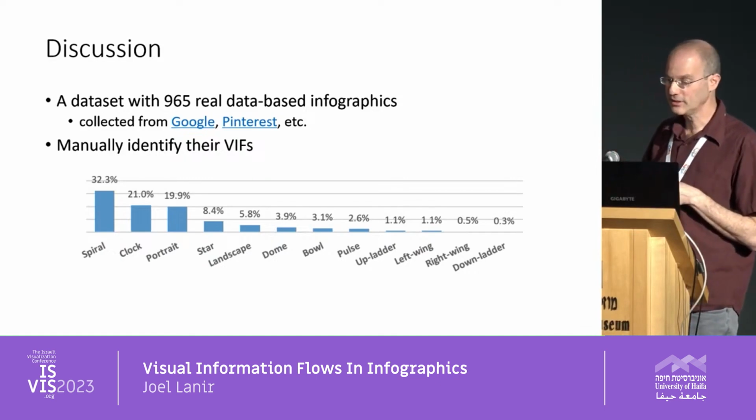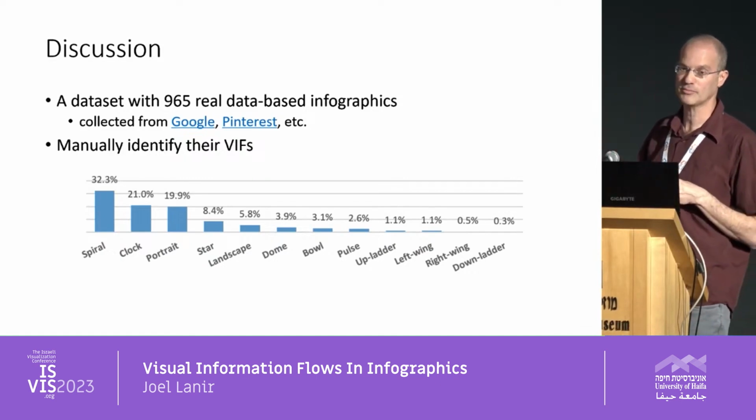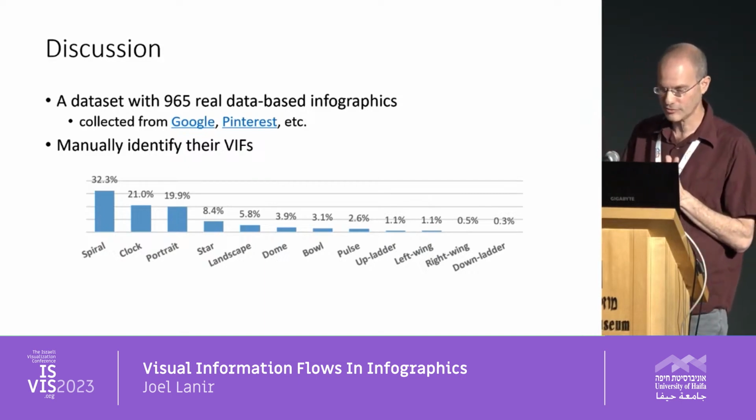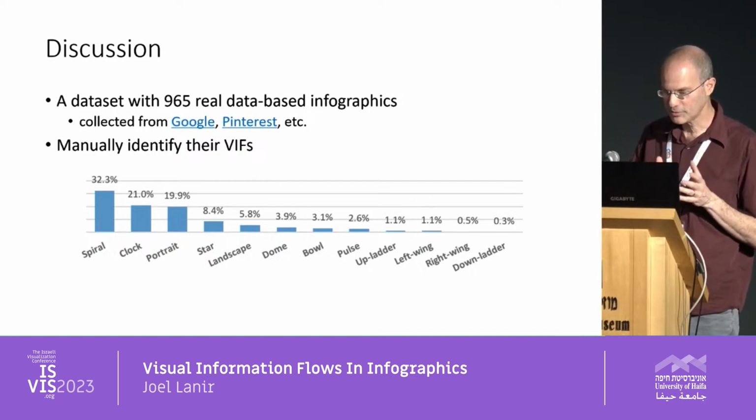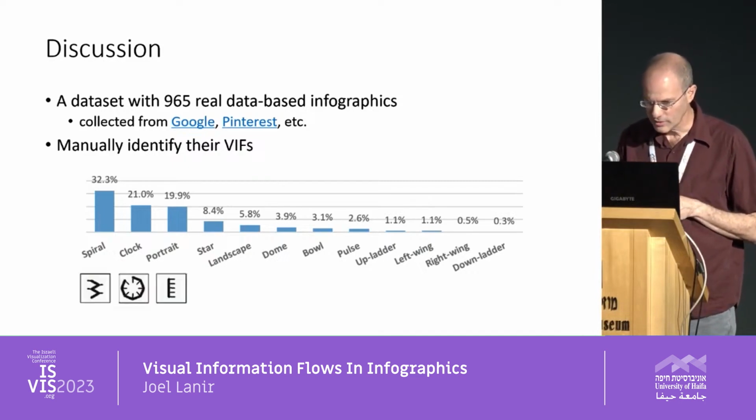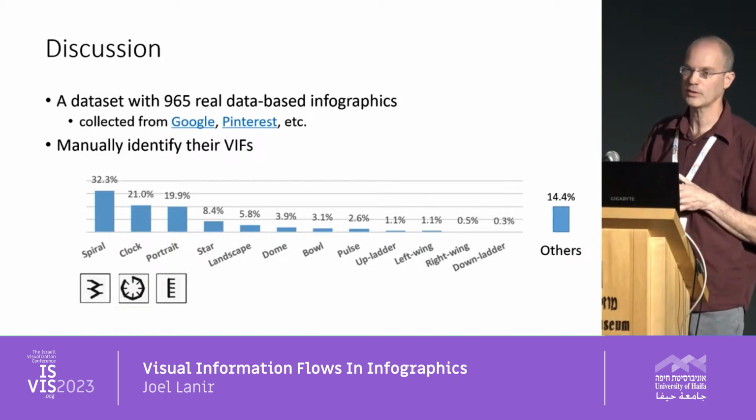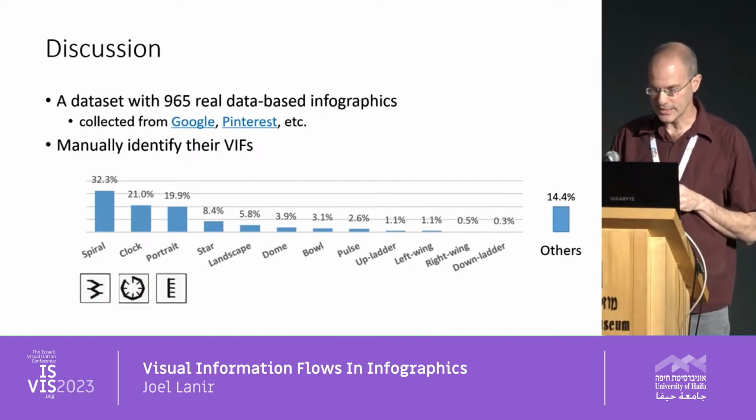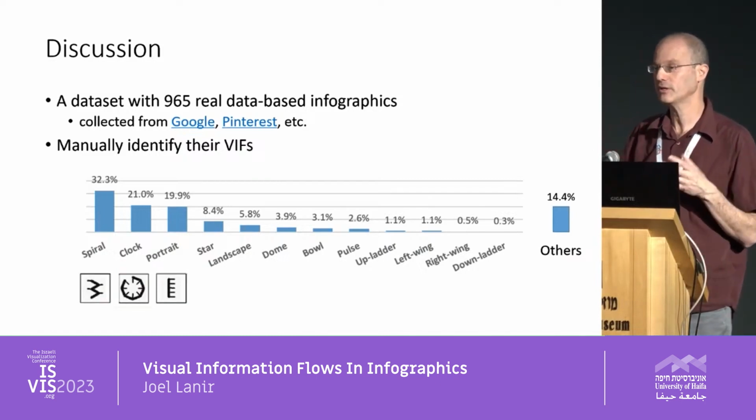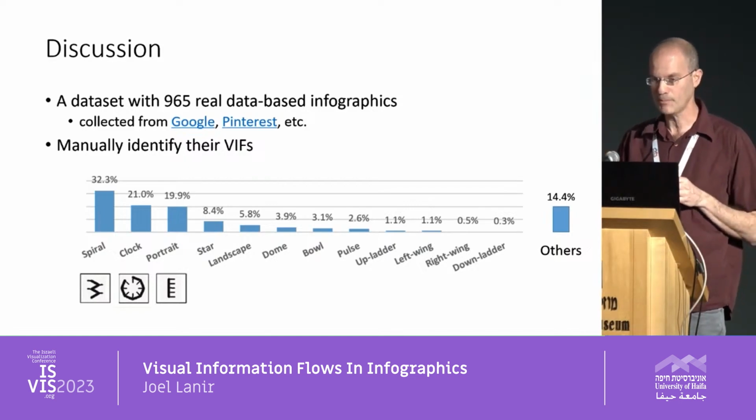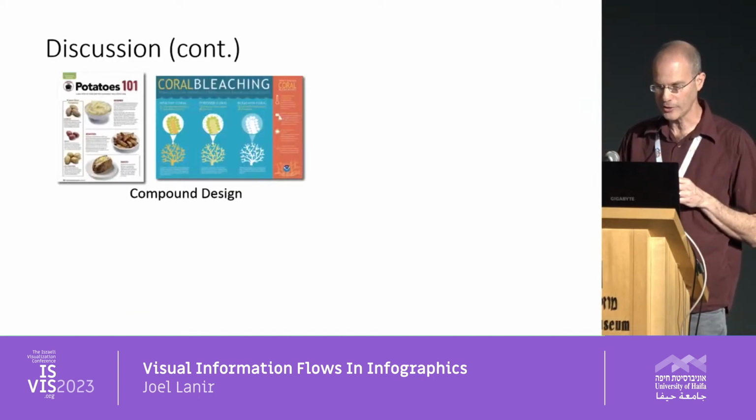So interestingly, spiral was the heaviest or the most common infographic. Clock and portrait were also common. Then star, landscape. Also, there was 14% of infographics that we weren't able to categorize. It's interesting to look at them because not every infographic follows or has a visual pattern, a visual flow pattern.